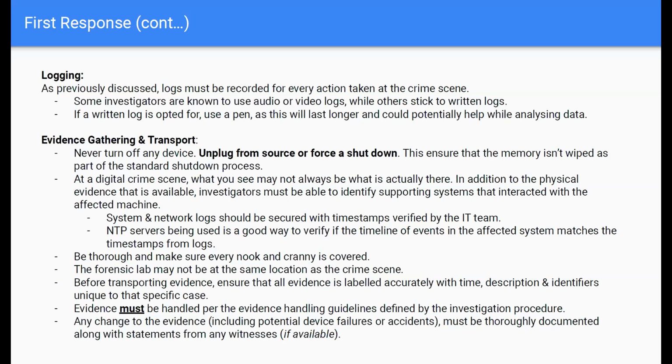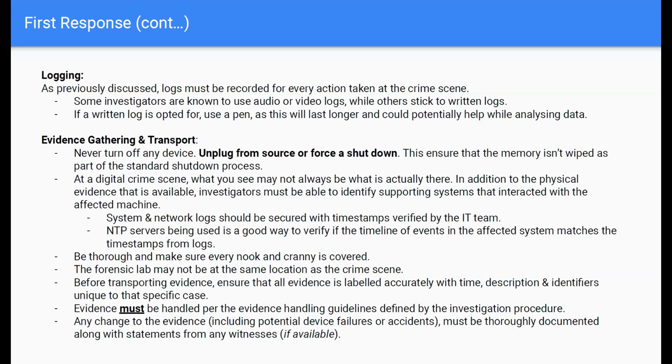The forensic lab where you actually do your analysis may not necessarily be the same location as the crime scene. So even if you're in an organization, you may not necessarily be in the same building as where your crime scene is. So you need to transport the evidence to your actual forensic lab to start the analysis process. Keep in mind that there are certain safety procedures that need to be covered when you're transporting the evidence.